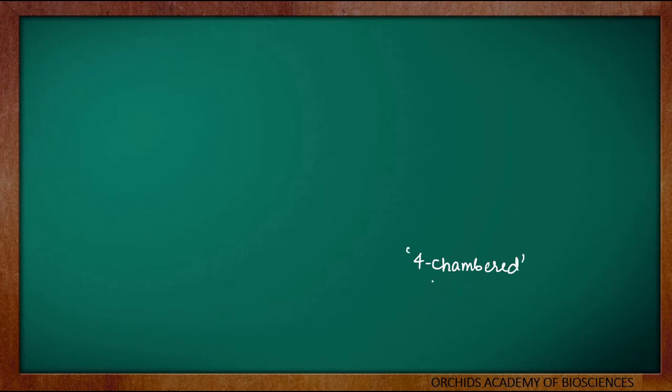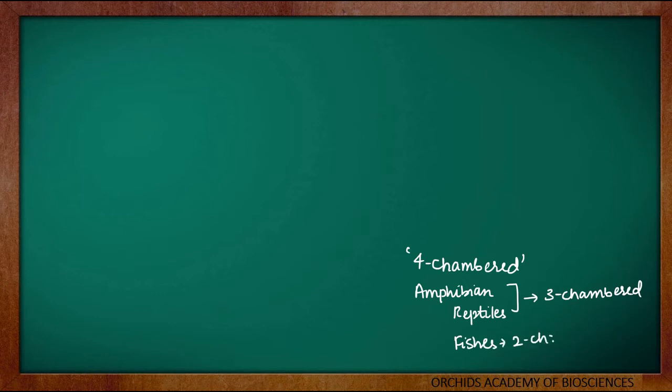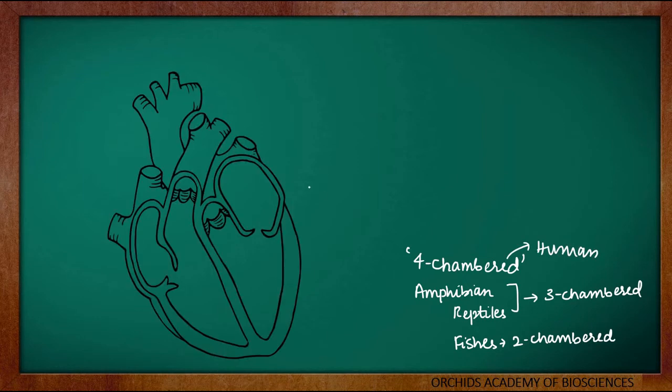But it is not the same in case of all the organisms. Like in case of amphibians and reptiles, they can tolerate some amount of mixing and hence their heart is three-chambered. While in case of fishes, they are two-chambered. Coming to the structure of human heart, that is four-chambered. The upper half of the heart is called as the atrium and the lower half called the ventricles.